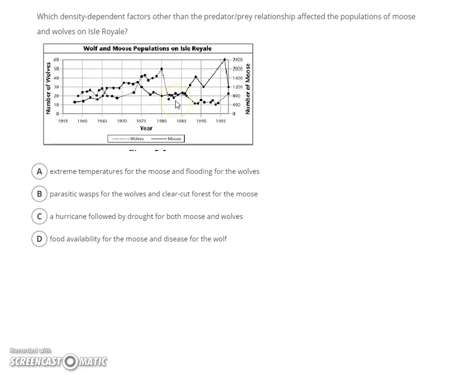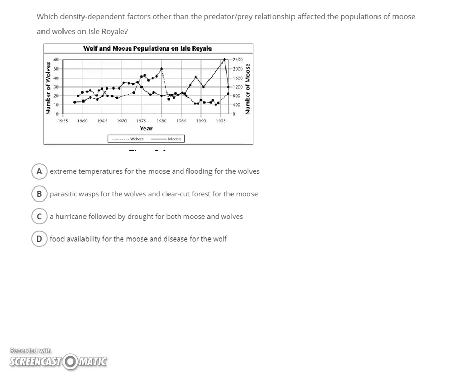Which density-dependent factors, other than the predator-prey relationship, affected the populations of moose and the wolves on Isle Royale? Sometimes questions like this can be a little misleading. This graph actually has very little to do with answering this question. So this graph is here. You might see a graph like this one. This is kind of a famous study.